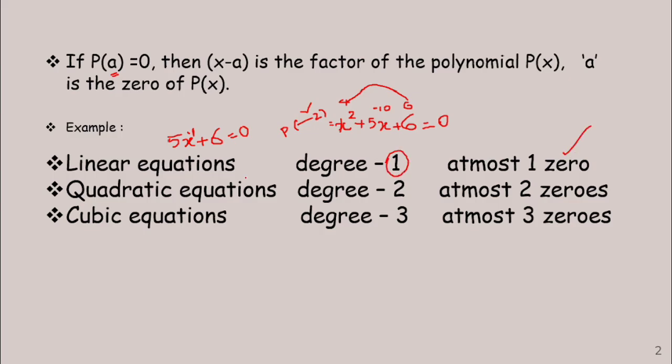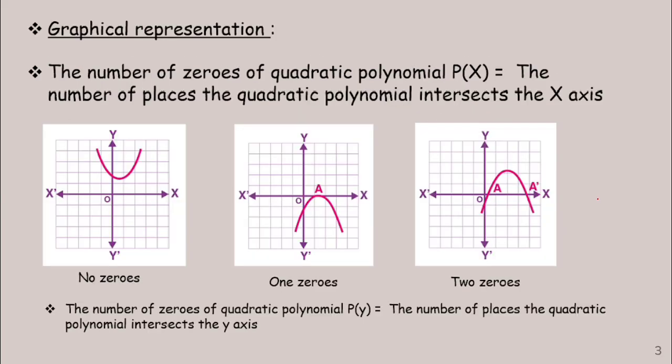Suppose a quadratic equation, where the power is 2. So it has 2 zeros. Here when you solve this equation, you will get minus 2 and minus 3. So it has a maximum of 2 zeros. Same if we go for a cubic equation like x cube plus 5x square plus 3x plus 2, the degree will be 3. It has at most 3 zeros. This is the second point.